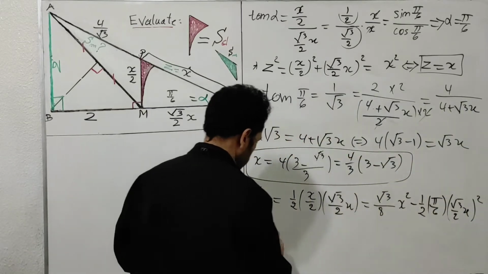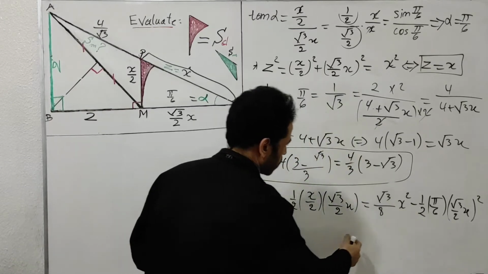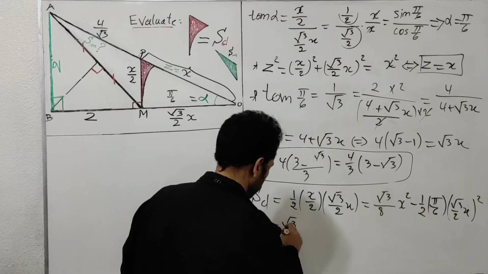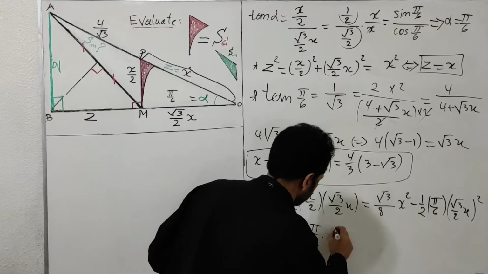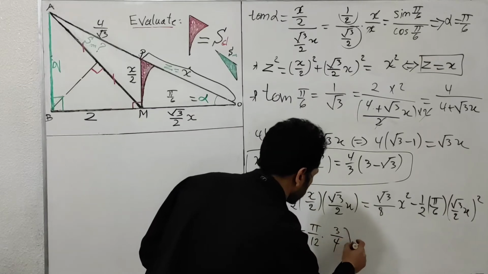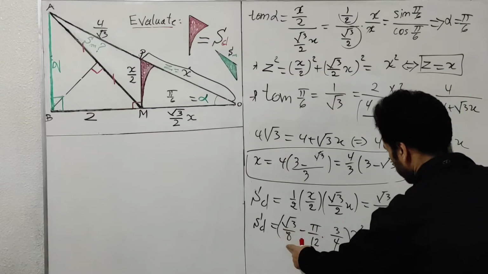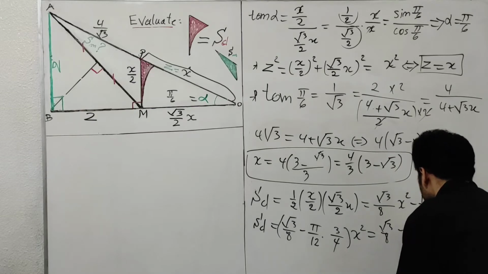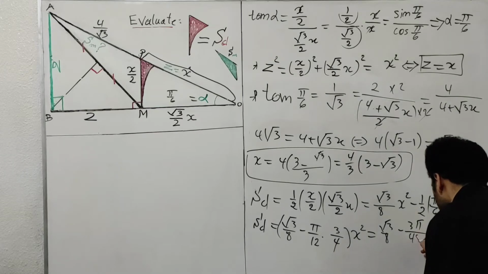Okay, so this expression is giving us, I'm going to simplify this one more by taking x squared as a common factor. I will get square root of 3 over 8 minus pi over 12 multiplied by 3 over 4, the whole thing multiplied by x squared. Okay, by taking square root of 3 over 8 out of this, square root of 3 over 8 minus 3 pi divided by, 4 multiplied by 12, which is 48. The whole thing is multiplied by x squared.